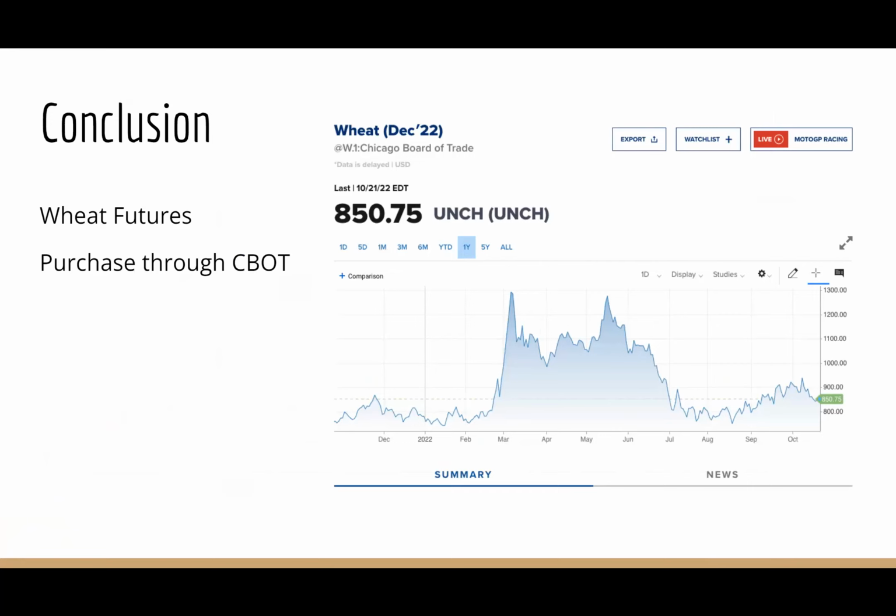Just to quickly conclude, we believe it would be a great investment to purchase wheat futures, and you could purchase them through the Chicago Board of Trade. We believe this because of the reasons that we stated throughout the presentation, whether it's supply decreasing or demand increasing, and additionally with both the monetary and fiscal policies that surround wheat.